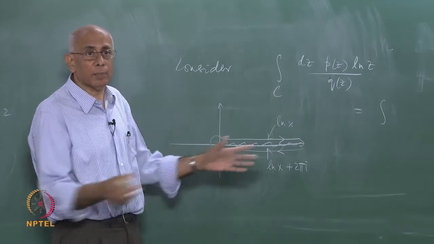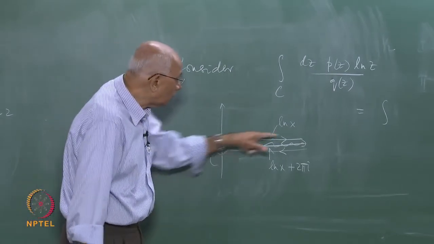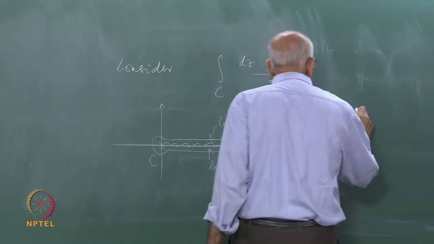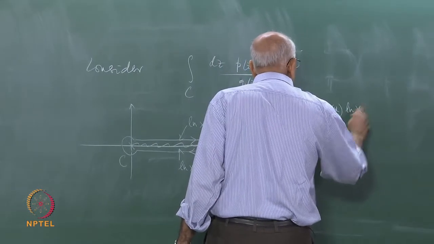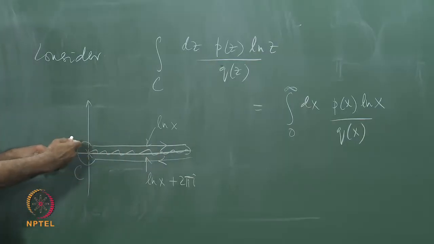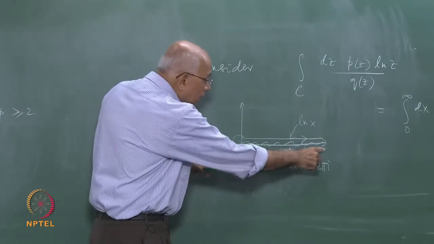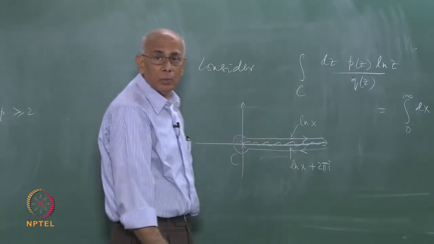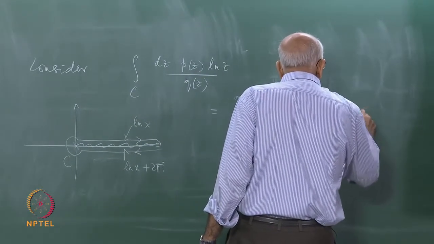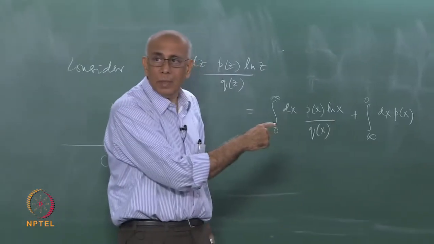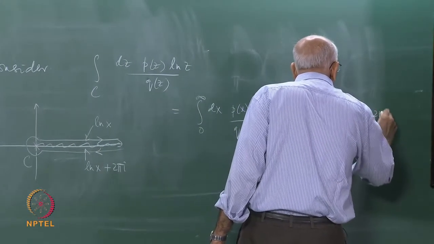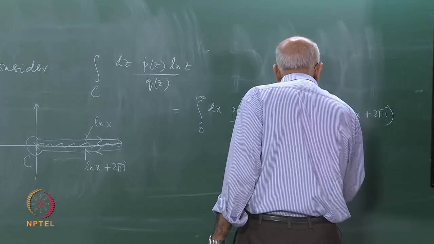I have added this and then I expanded it out. And then from here to there is the integral 0 to infinity dx p of x log x over q of x. That is from 0 to infinity. I have taken the limit epsilon goes to 0 here, and then this integral is infinity to 0 in the opposite direction plus an integral from infinity to 0 dx p of x, that is single valued, it is a polynomial, so it does not change anything, log x plus 2 pi i divided by q of x.